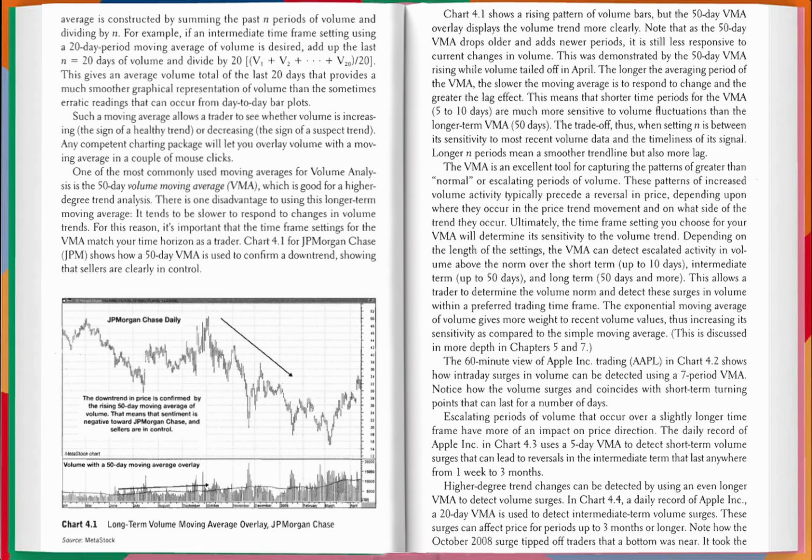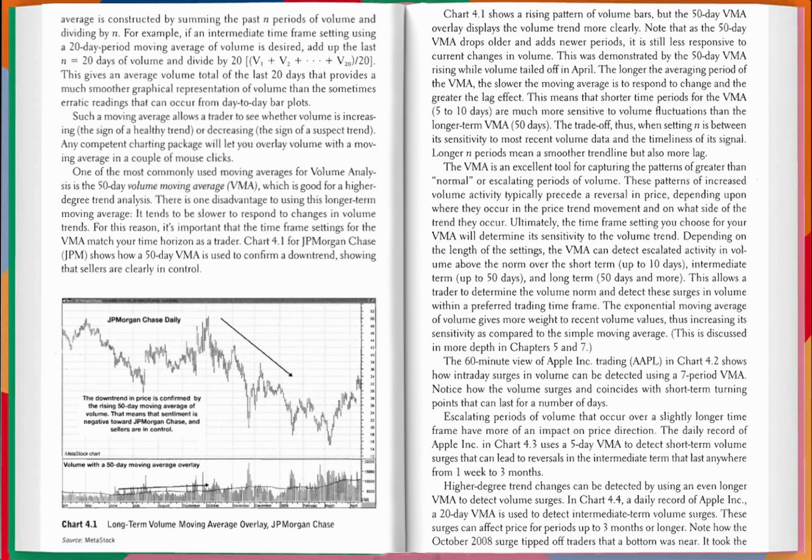Chart 4.1 for JP Morgan Chase, JPM, shows how a 50-day VMA is used to confirm a downtrend, showing that sellers are clearly in control. Chart 4.1 shows a rising pattern of volume bars, but the 50-day VMA overlay displays the volume trend more clearly. Note that as the 50-day VMA drops older and adds newer periods, it is still less responsive to current changes in volume. This was demonstrated by the 50-day VMA rising while volume tailed off in April.